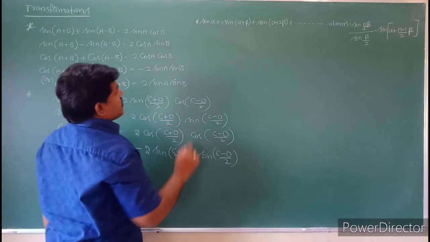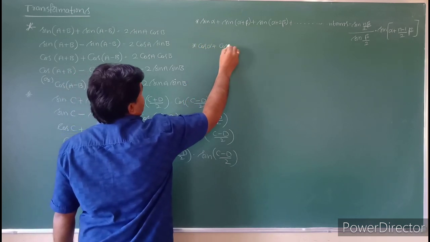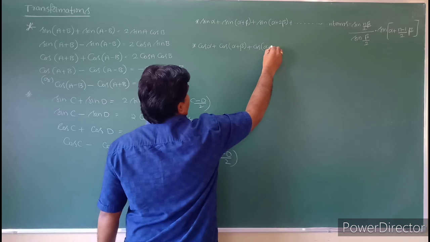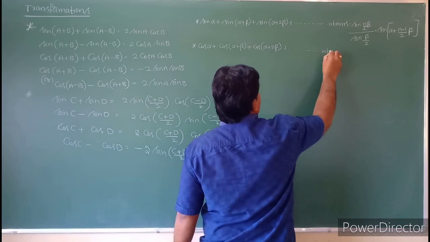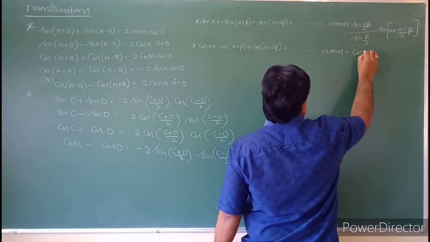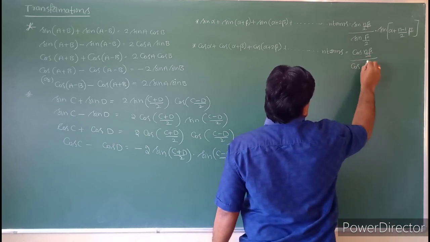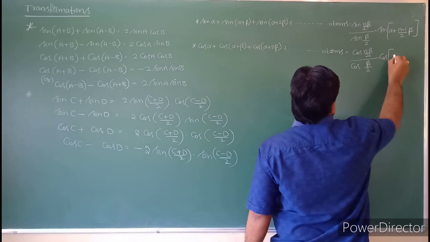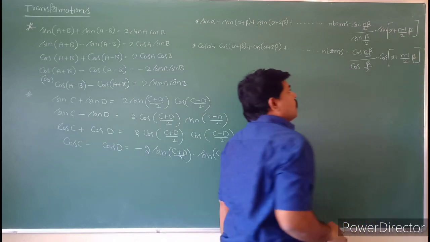Similarly for cos, you can take the same formula. cos alpha + cos(alpha+beta) + cos(alpha+2beta) and so on up to n terms is equal to sin(n beta/2) by sin(beta/2), into cos(alpha + (n-1)/2 times beta).